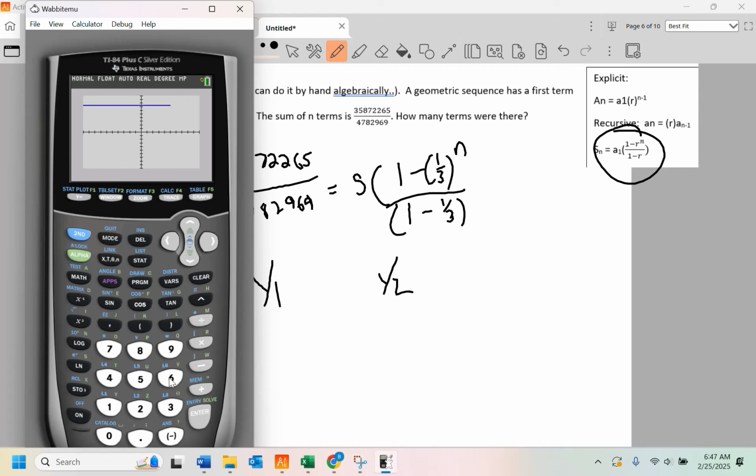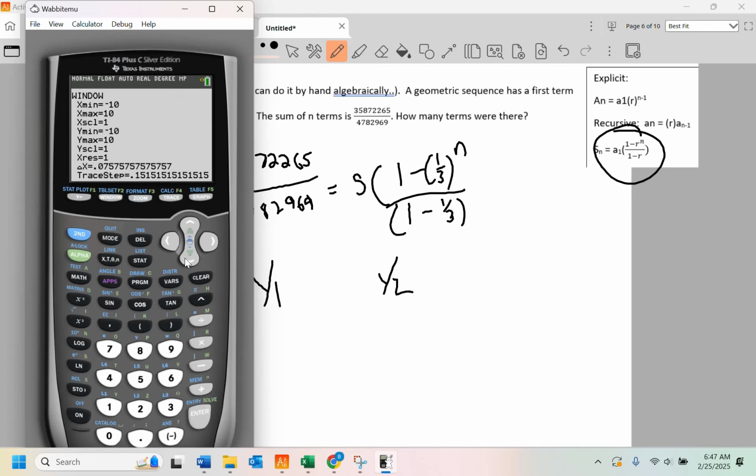And Zoom 6 probably not going to do it. Might, but I don't think it will. We'll all be darned, a Zoom 6? I don't know, let's see. Second trace 5. Enter, enter, enter. Yeah, it's telling me I didn't have enough room. Looks like it did, but there was no sign change.